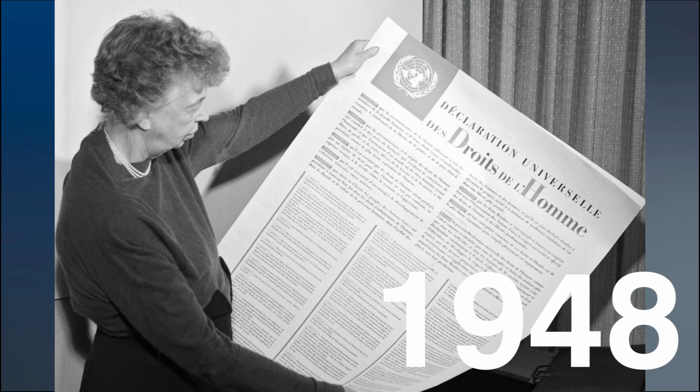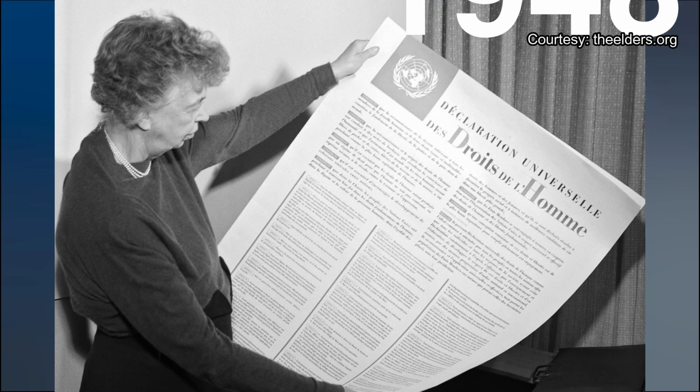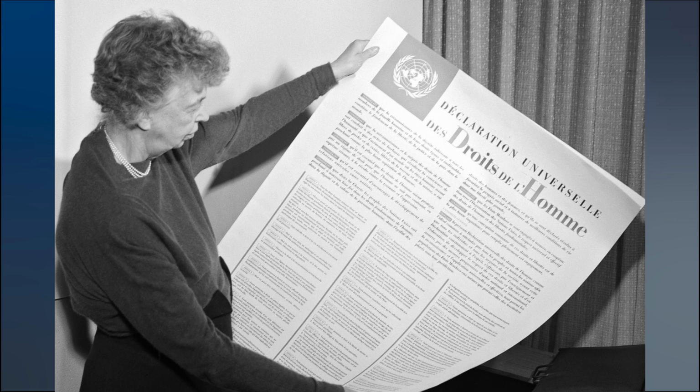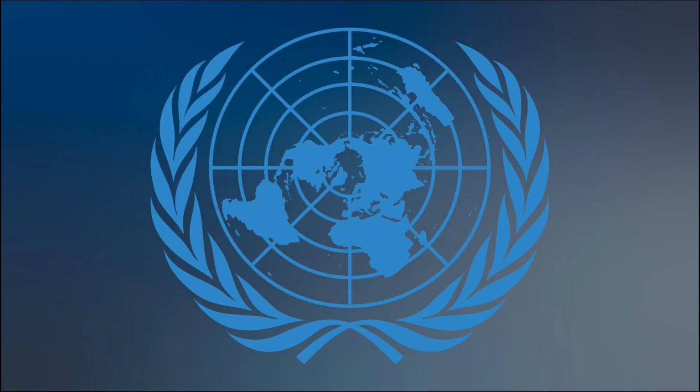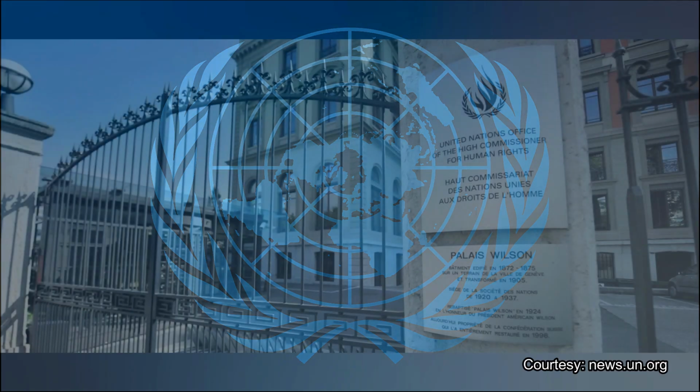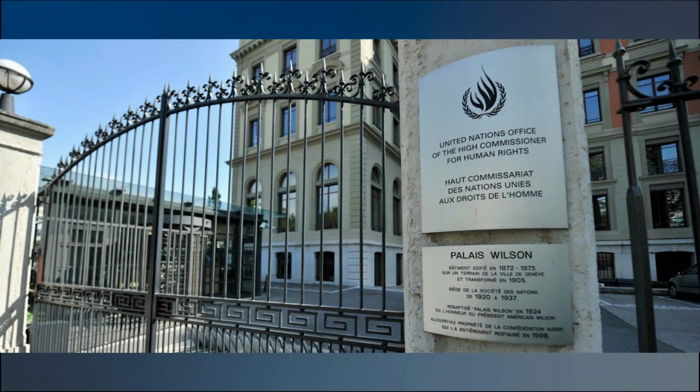Second is to protect human rights. In 1948, the Universal Declaration of Human Rights laid down the principles that brought human rights into the realm of international law. Since then, the organization has been doing a good job in protecting human rights through the help of the Office of the High Commissioner for Human Rights.